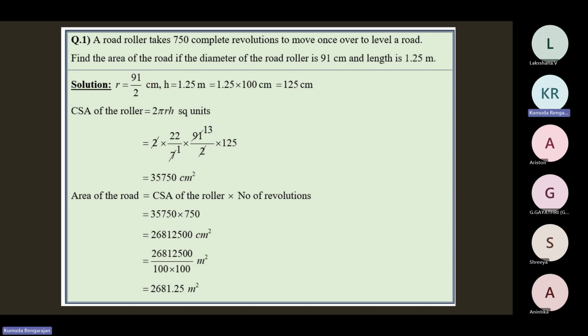So when we have to find the area of the road in a situation like this, when the road is leveled using a roller, you should find the CSA of the roller and multiply that with the number of revolutions. Find the CSA of the roller because that is the area leveled in one revolution. So multiply that with the number of revolutions. That will be the area of the road.